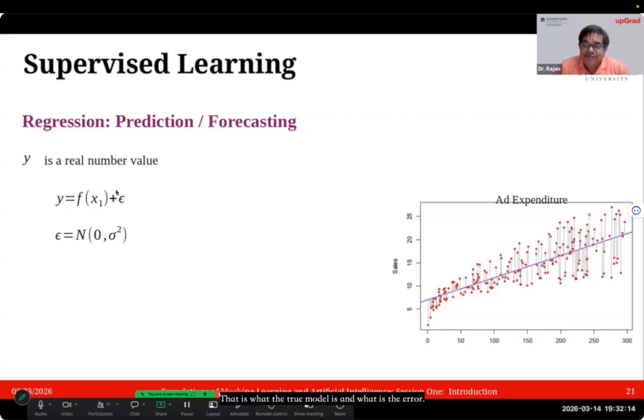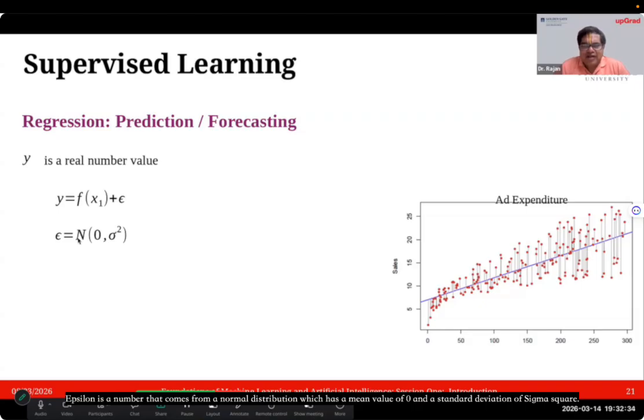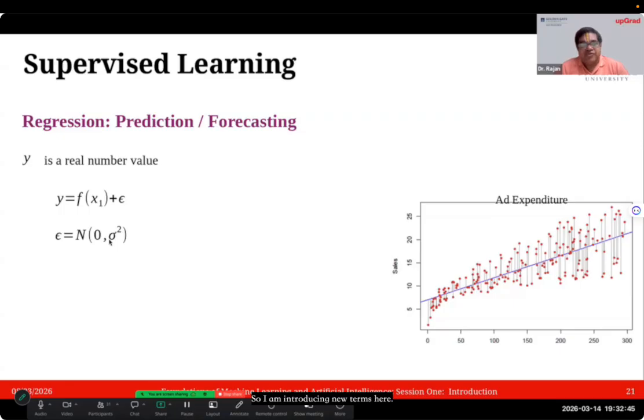And what is the error? Error is usually given in this form. In the math, it might be scary to people who are not familiar with math, but we'll talk about this soon. This is called a normally distributed value. Epsilon is a number that comes from a normal distribution which has a mean value of 0 and a standard deviation of sigma squared. So I'm introducing new terms here.